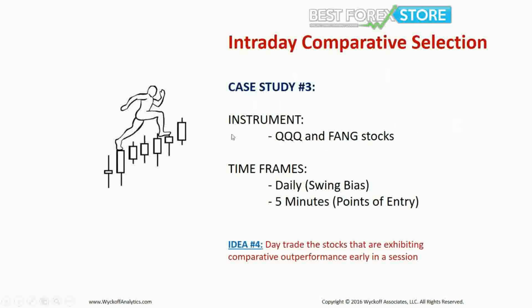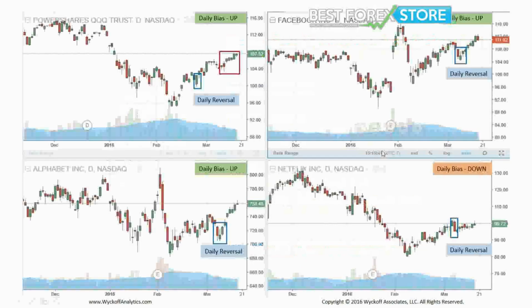So the instruments that we're going to look at: I'm using the market proxy NASDAQ 100, QQQ, and I'm using all 4 stocks here. Was it 4 stocks? Did I use 4? Facebook, Amazon, Netflix. I think I'm using only 3. Yeah, I can't use all 4. Yeah, so QQQ, Facebook, Google, Alphabet, and Netflix.